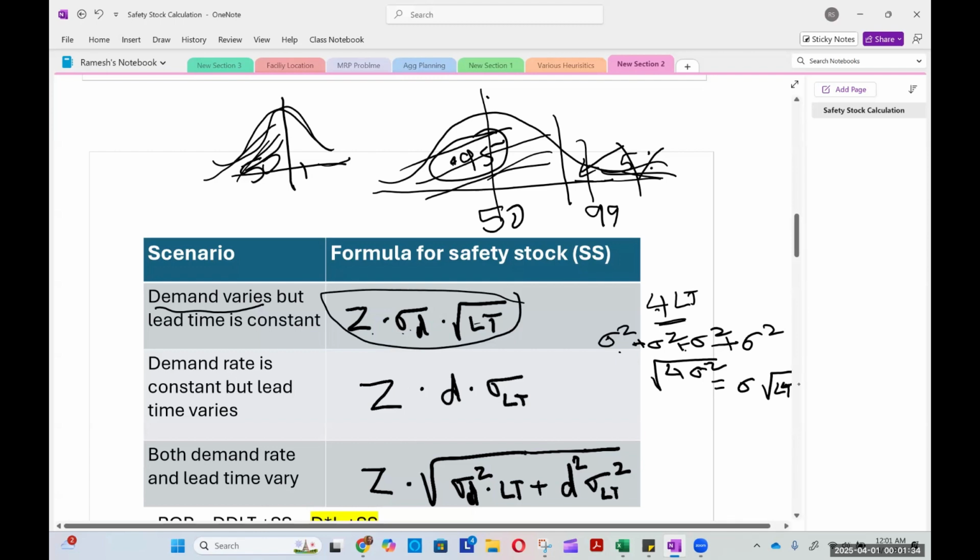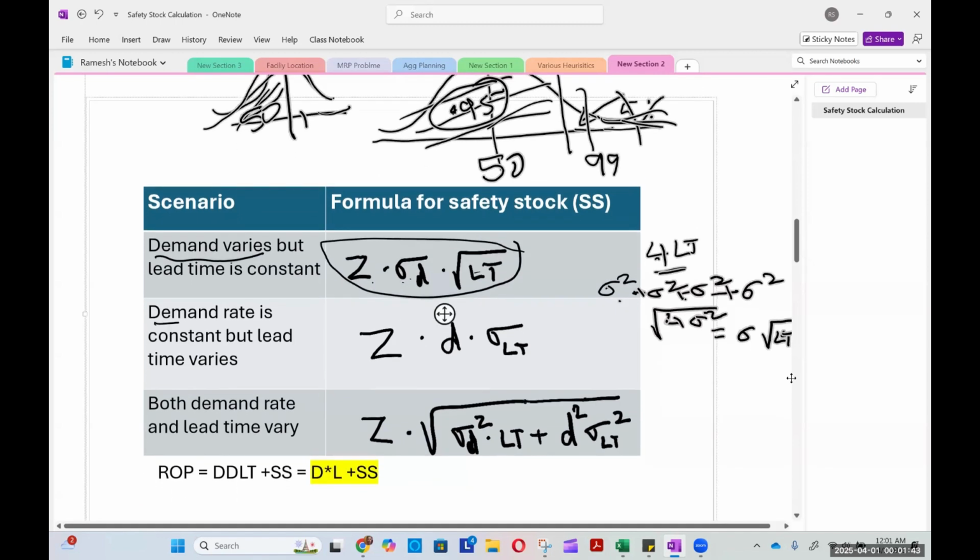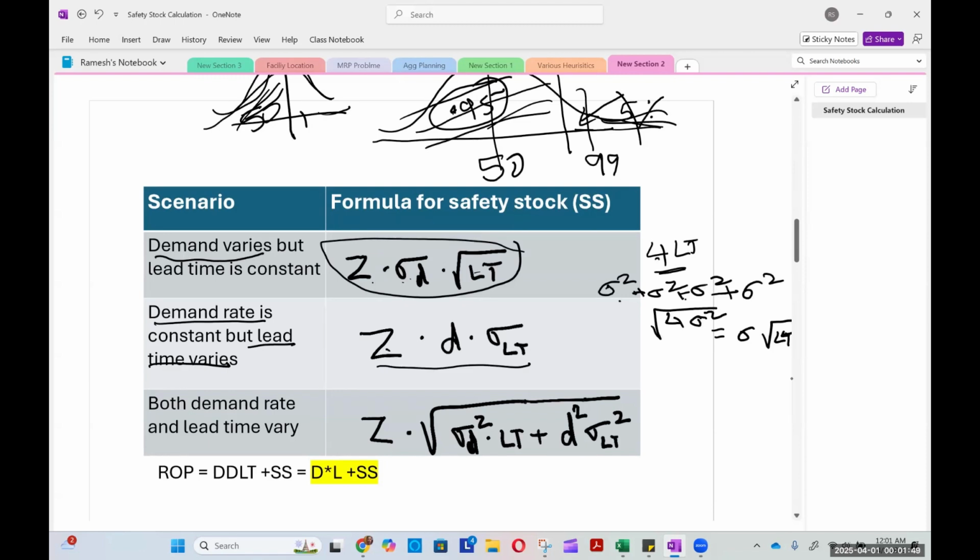That's why the formula is this way. Okay, very simple, very quick explanation. I don't want to get into too much detail here. If demand rate is constant, but lead time is varying, lead time has a standard deviation, then this is the formula. Z times, Z is again, it relates to your service level. D is the average demand, and standard deviation of LT.